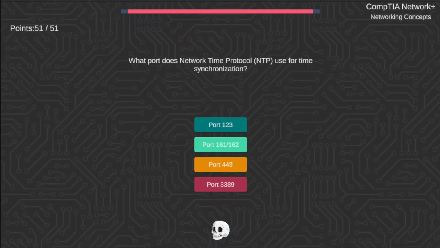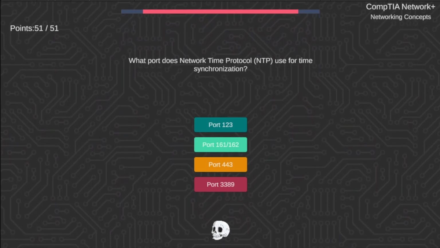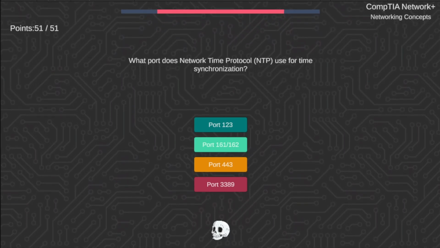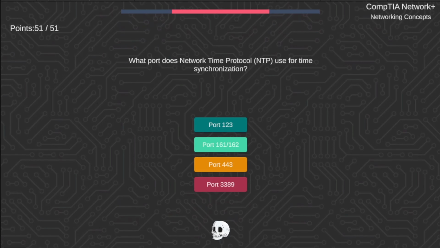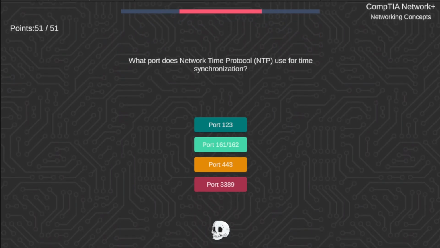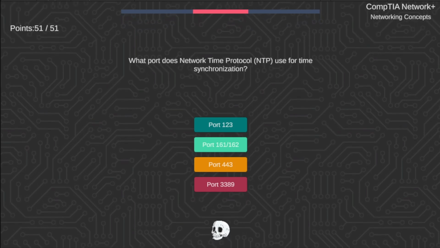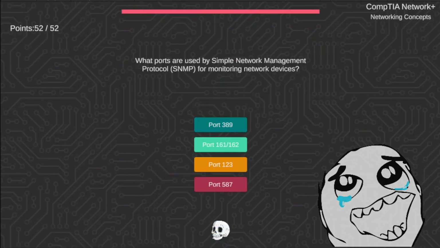What port does Network Time Protocol, NTP, use for time synchronization? Port 123, Port 161 and 162, Port 443, or Port 3389? Network Time Protocol. Correct answer is port 123.